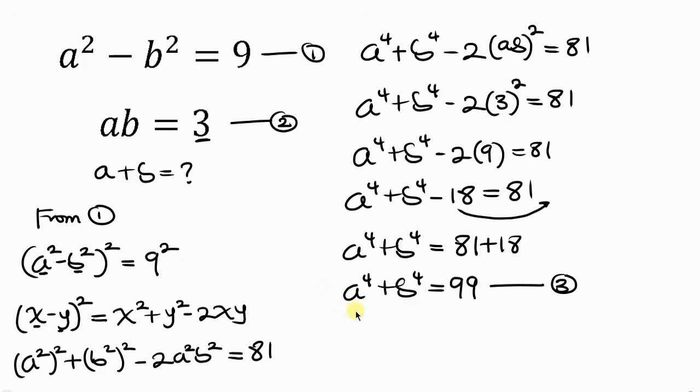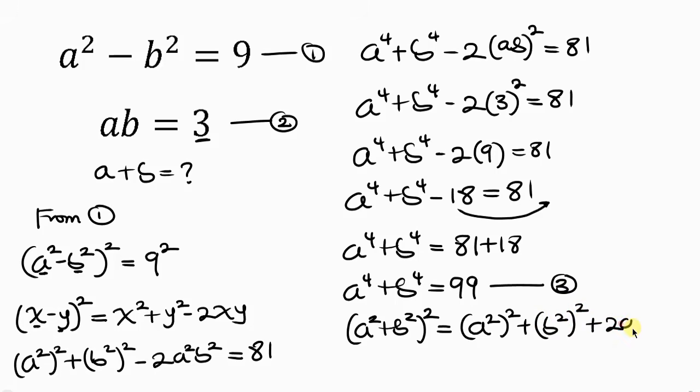Now our next step will be for us to use an identity where we can find a to the power of 4 plus b to the power of 4. And that identity is a squared plus b squared all raised to the power of 2. So when we expand this, we have a squared all raised to the power of 2 plus b squared all raised to the power of 2 plus 2 times a squared times b squared. Well, this identity resembles this. The only difference is that this is having minus while this is having plus.